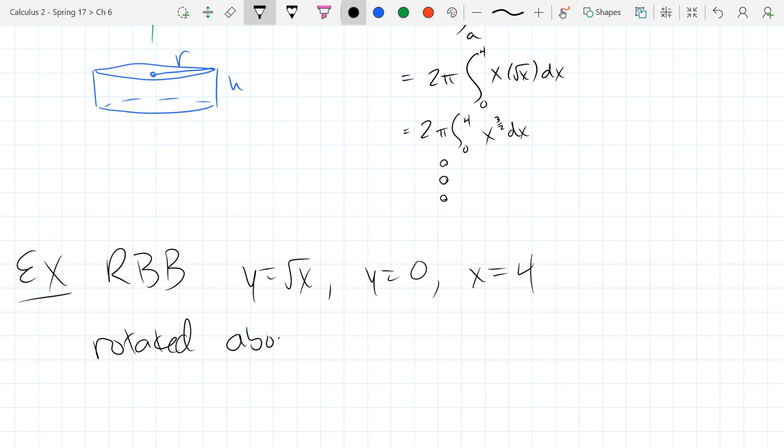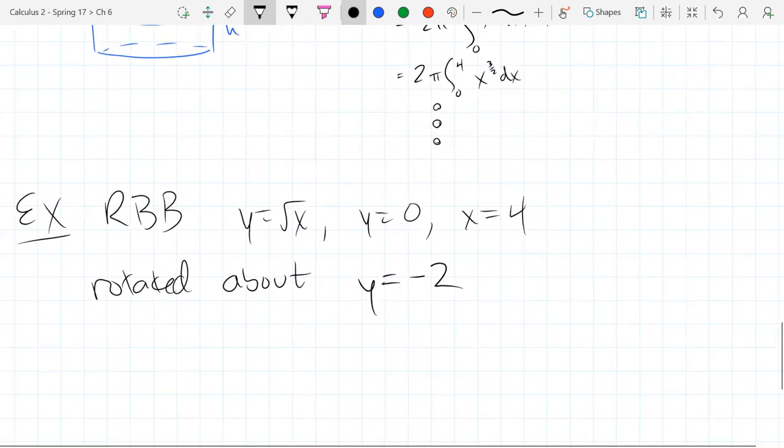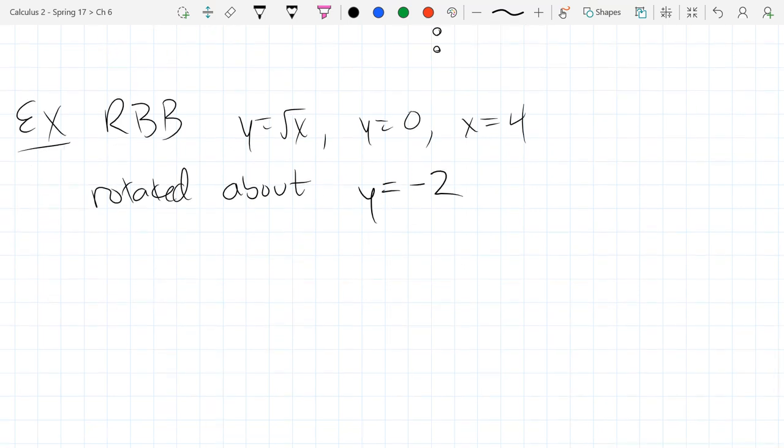Now we better change what we rotate about. And let's rotate about the line y equals negative 2. So you can redraw your region, but now your rotation axis is horizontal, and it's also not the x-axis. It's negative 2, so 2 below the x-axis.